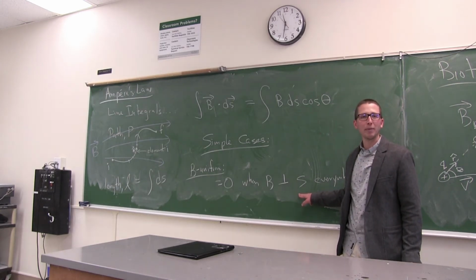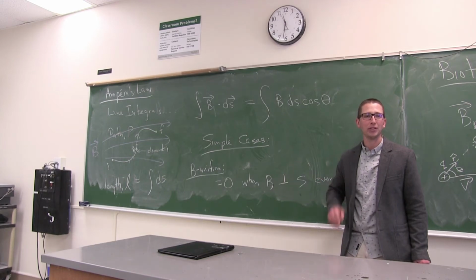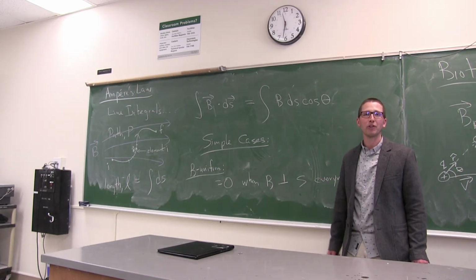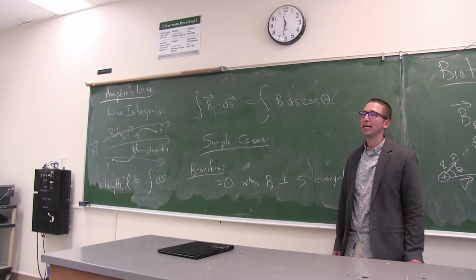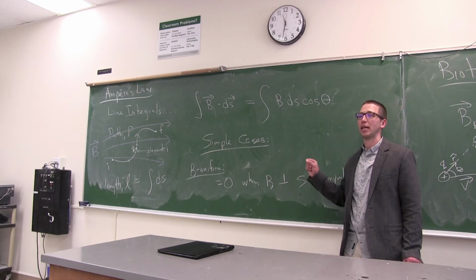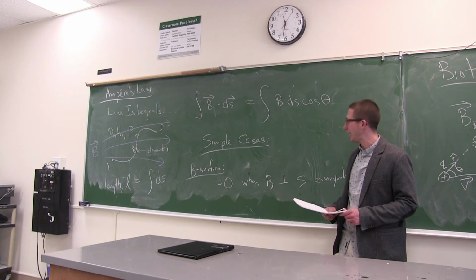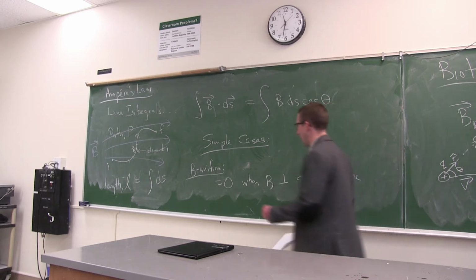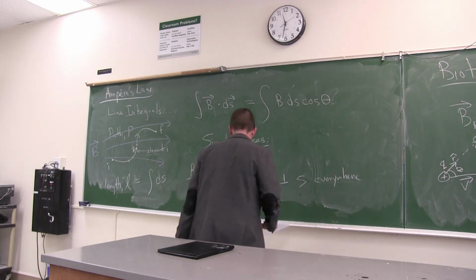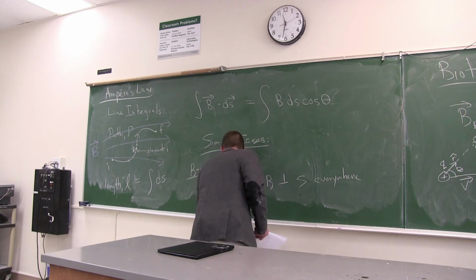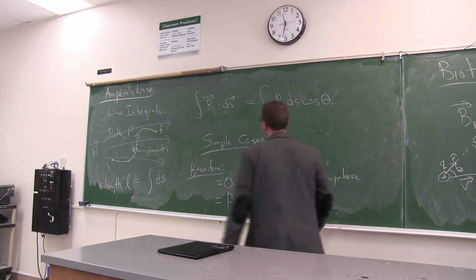Then every little element gives me 0. I add up a bunch of zeros, I get 0. The line integral would be 0 if your magnetic field is perpendicular to your line element at every point along the line. You'd also have a simple calculation here, which would be just B times L.